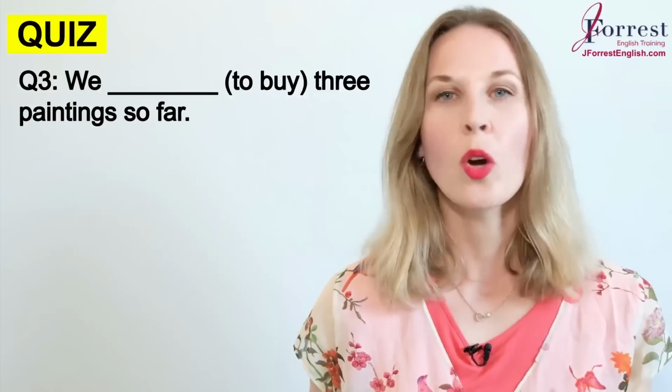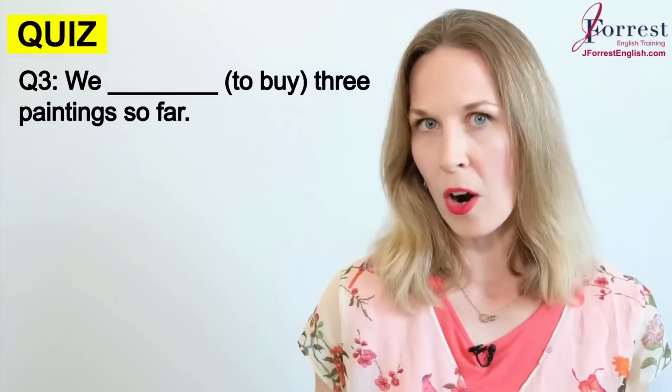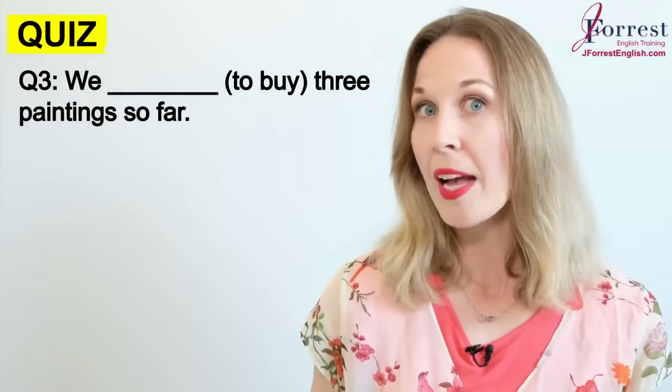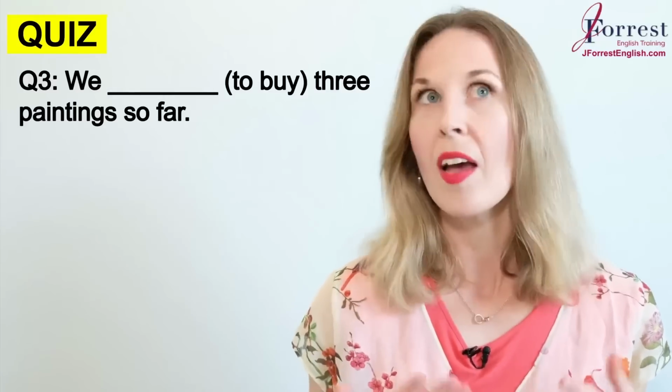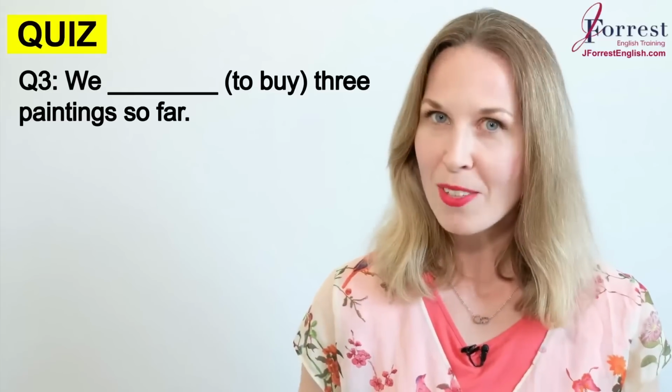Question 3, we blank 3 paintings so far. Do you need the past simple or the present perfect? How do you conjugate it? Put the correct answer in the comments.